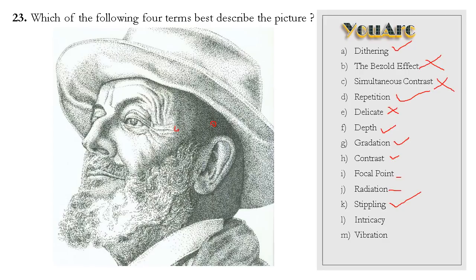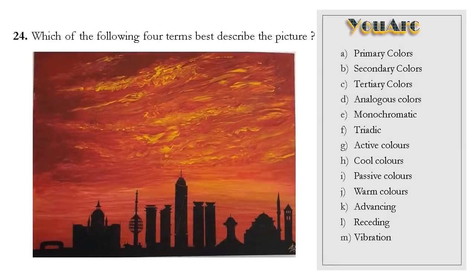So I already told you, if you do something with stippling, then you're giving so much detail to the drawing. So intricacy is there, vibration is not there. So according to me, the options are dithering, repetition, gradation, stippling, intricacy. So our next figure. What we can see is warm color, right? Directly we can move to the option warm color. Warm color means warm color, advancing color, and active color, right? So these are my options.